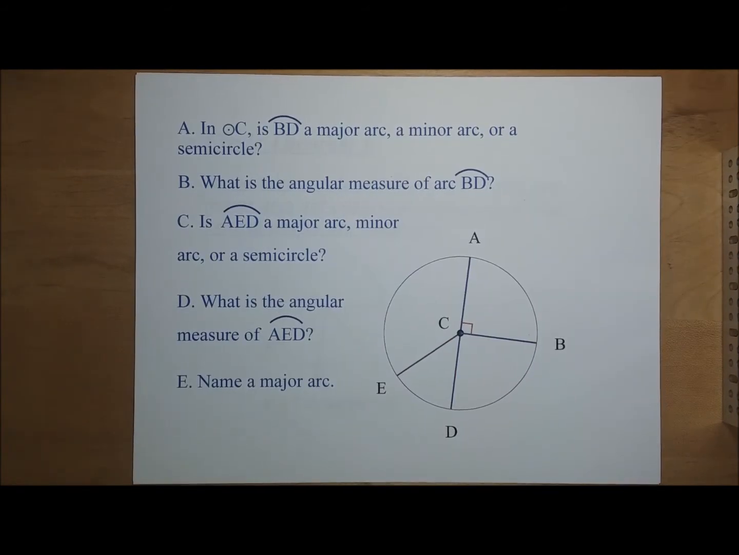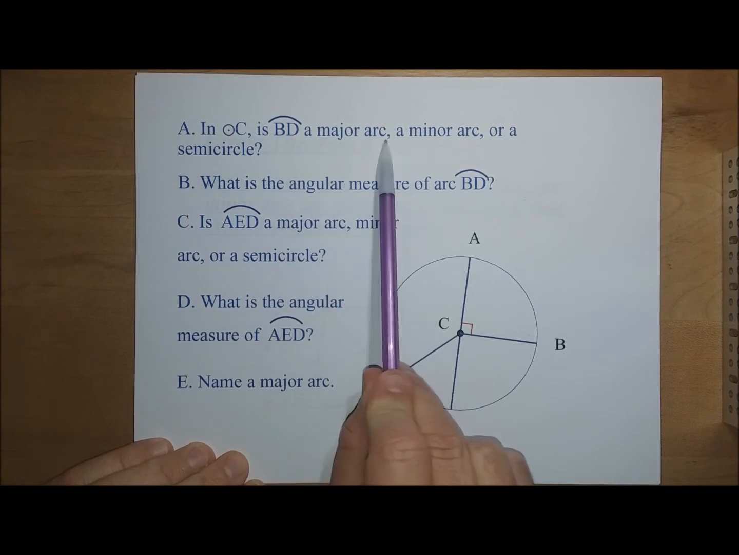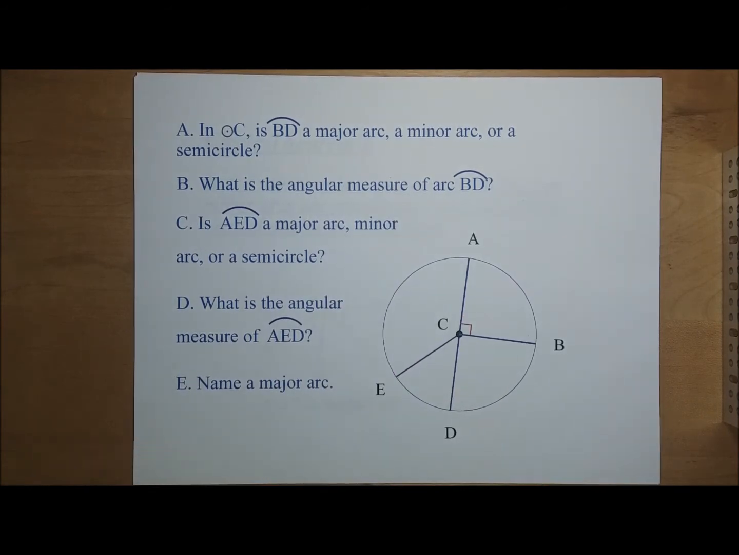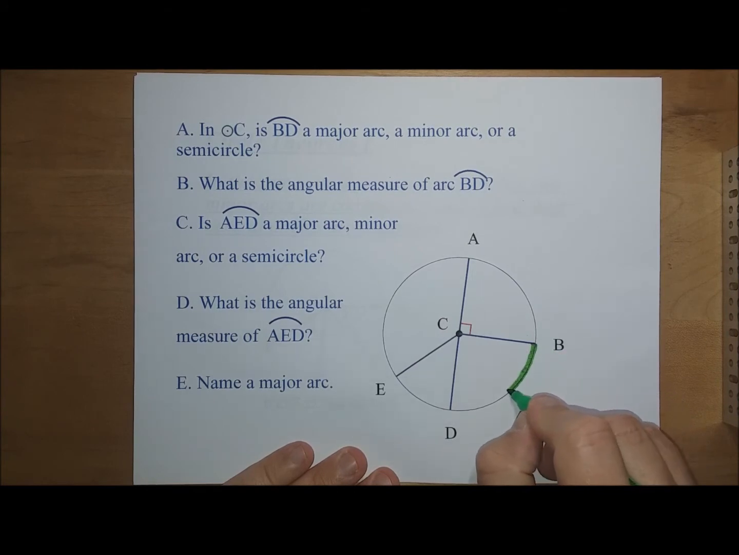All right, here we have a five-part question. In circle C, is arc BD a major arc, a minor arc, or a semicircle? Let's go ahead and highlight that. Here's arc BD right there.